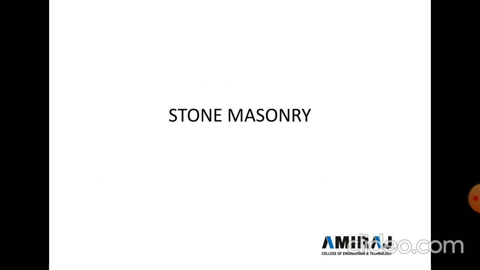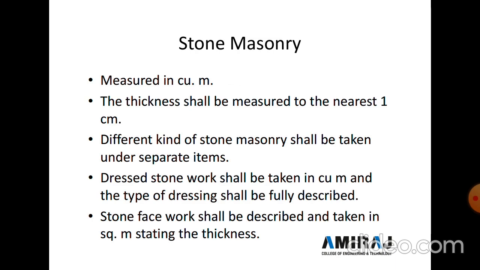Next topic is stone masonry. Stone masonry work shall be measured in cubic meters. The thickness of the wall shall be measured to the nearest 1 centimeter. A fraction of 0.5 centimeter and above shall be measured as 1 centimeter, and a fraction below 0.5 centimeter shall be ignored. Different kinds of stone masonry, such as random rubble masonry, coursed rubble masonry, ashlar masonry, etc., shall be taken as separate items.